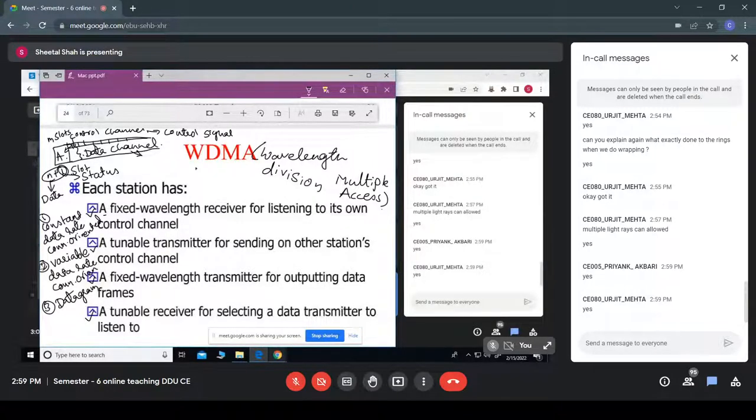Say suppose B is also there. Now, if A wants to communicate with B, then A has to tune its control channel to B's control channel. Are you getting this?